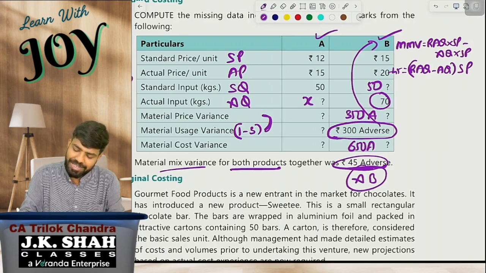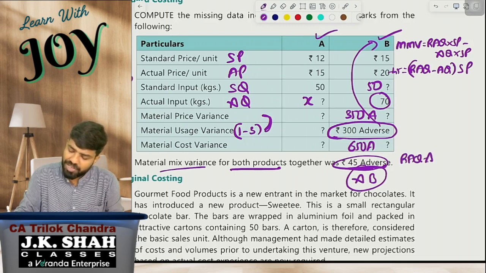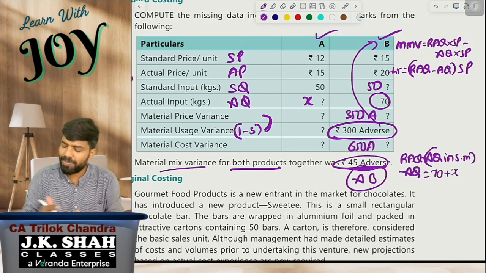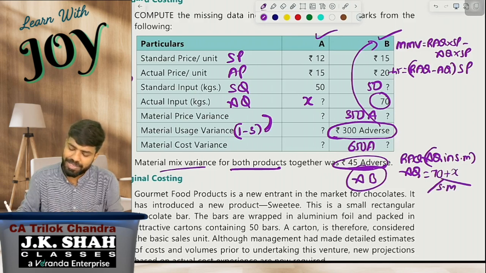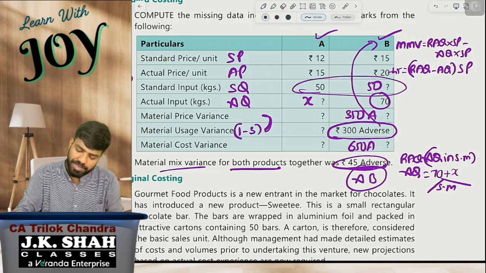Actual quantity of B is 70. Revised actual quantity, what do we need to do? Revised actual quantity is nothing but actual quantity in standard mix. Actual quantity is 70 plus X. We need to divide it in the standard mix. What is the standard mix proportion? Look at this, let me write that.